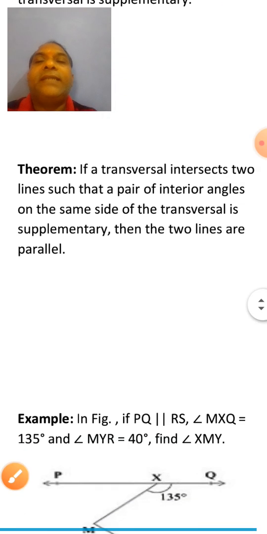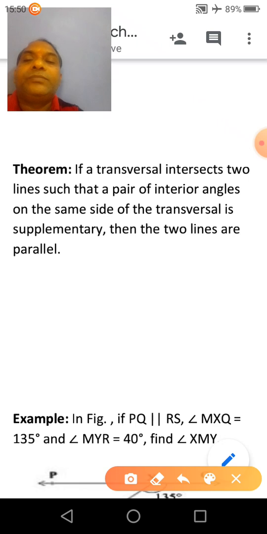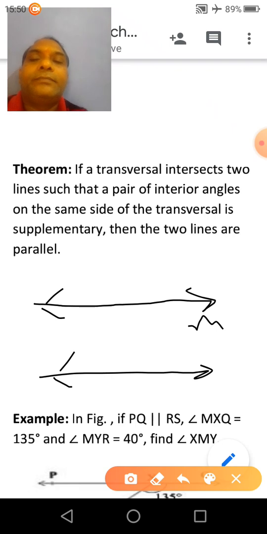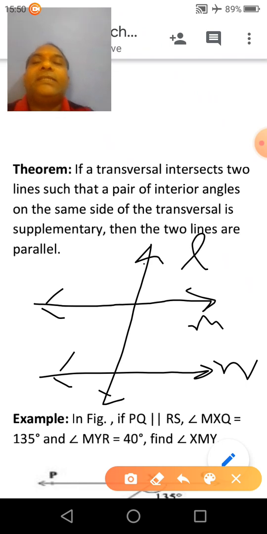Now next theorem. If a transversal intersects two lines such that a pair of interior angles on the same side of the transversal is supplementary, then the two lines are parallel. This theorem is opposite to the previous. So according to this theorem, two lines are M and N, and a transversal line L intersecting these two lines at the 2 points.